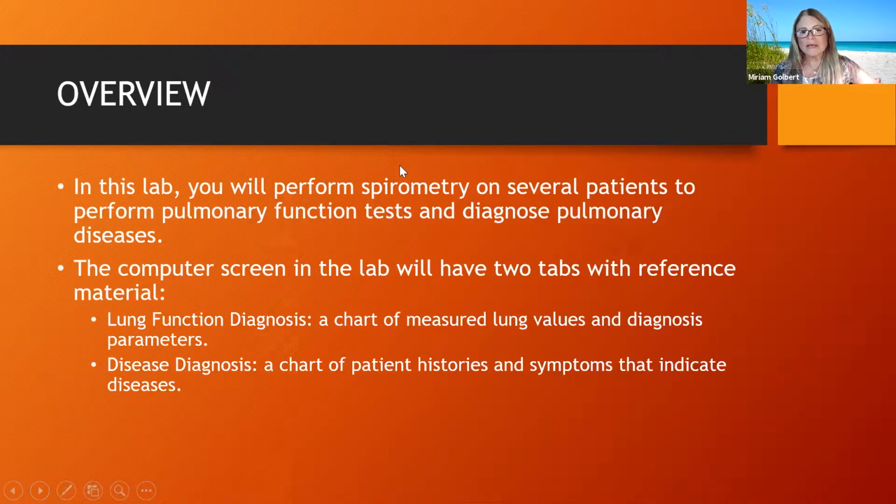And so that's what you're going to do. You're going to do spirometry on several patients, and you're going to see the pulmonary function of these patients, and maybe diagnose what pulmonary diseases the patient has. So you're going to have a chart for the lung function, what each of the lung volumes is reported, and then you're going to have a chart for what kind of disease the patients are indicating according to the different symptoms.